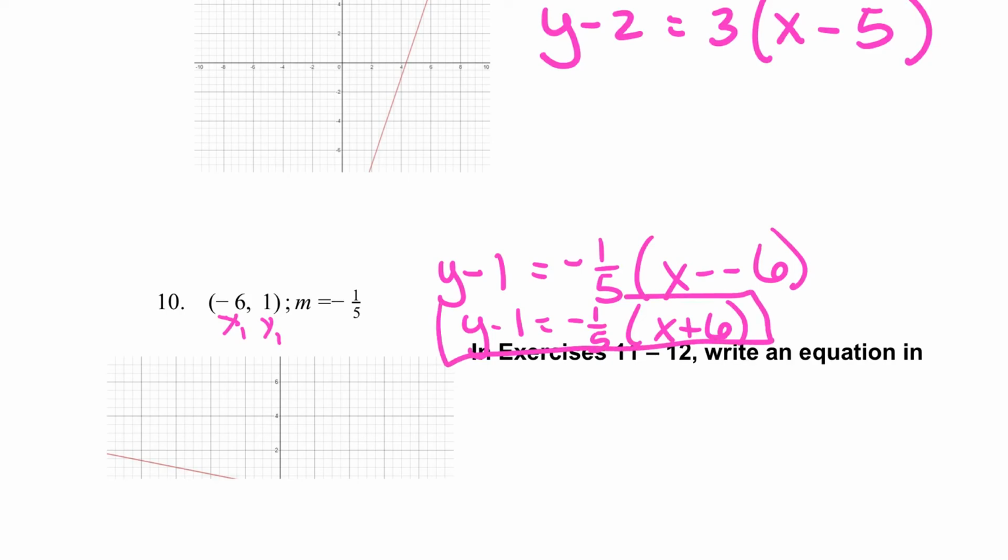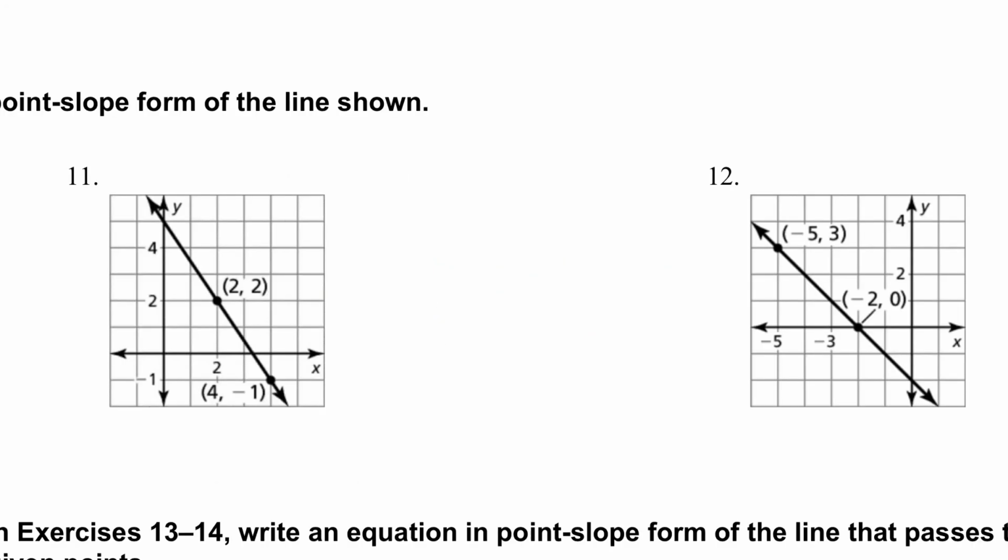Questions 11 and 12, it's giving us a graph and it wants us to write the equation of the line in point slope form. So remember, point slope form is y minus y1 is equal to m times x minus x1. And you can have multiple answers to this equation of the line. But let's first find our slope.